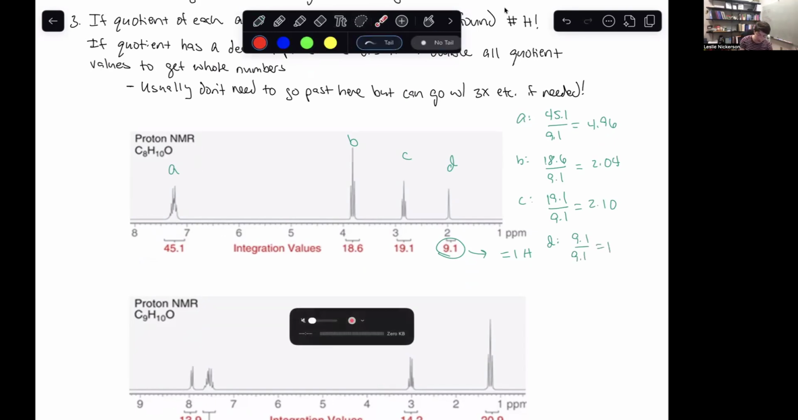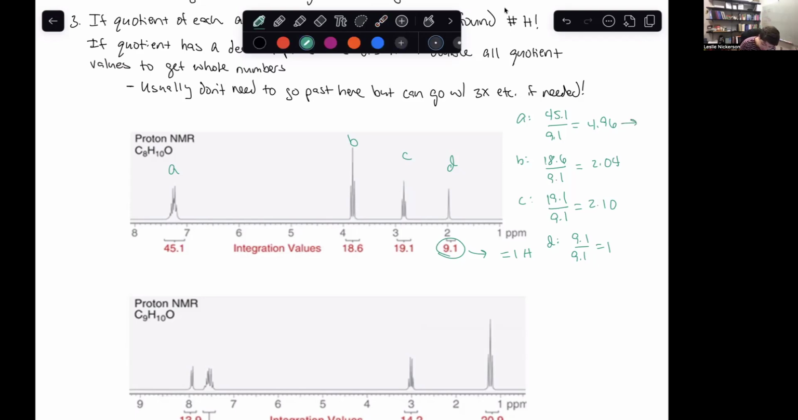So we can start to see that our ratios here are coming out with those quotients being pretty much whole numbers, where we would just round that 4.96 to 5, the 2.04 to 2, 2.1 to 2, and the 1 obviously is 1. So we could be looking at this as an integration of 5 H's, 2 H's, 2 H's, and 1 H. That's going to give you integration values that are actually helpful, where it's saying I have 2 hydrogens in this environment, rather than something nonsensical like 18.6, which doesn't really give you any context.